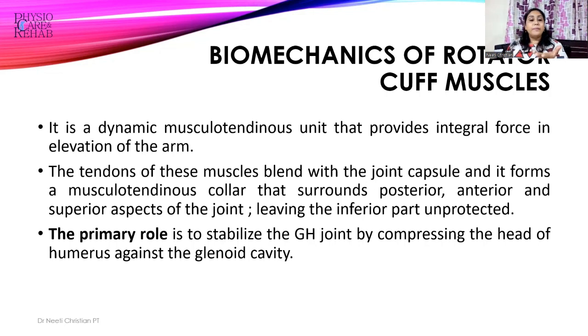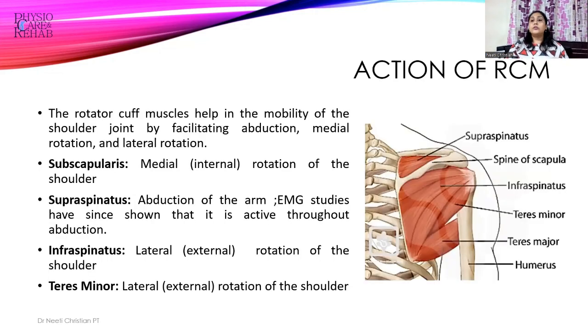What are the primary roles? The primary role is to stabilize the glenohumeral joint by compressing the head of the humerus against the glenoid cavity. When there is a movement of abduction or flexion, the primary role is to stabilize this joint by compressing the head of the humerus against the glenoid cavity. Looking at the action of these muscles, the subscapularis produces medial rotation of the shoulder joint, and the supraspinatus produces abduction of the arm.